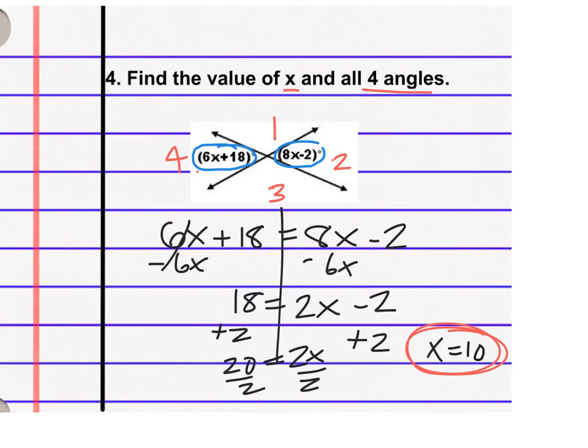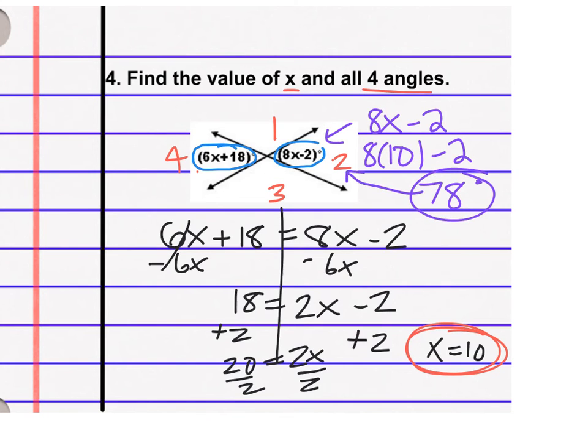All right, then I'm going to go ahead and come over here. So 8x minus 2, to find the measure of my angles, I'm going to plug in 10 for x. So 8 times 10 is 80, minus 2 is 78 degrees for angle 2. Now this should be the same. 6x plus 18 should be 78. Let's just check. 6 times 10 is 60, plus 18 is 78 degrees.